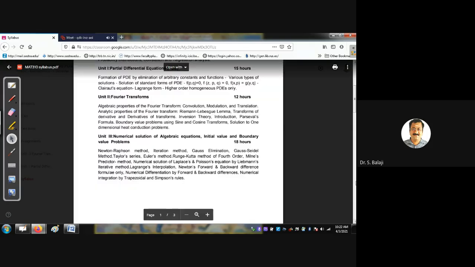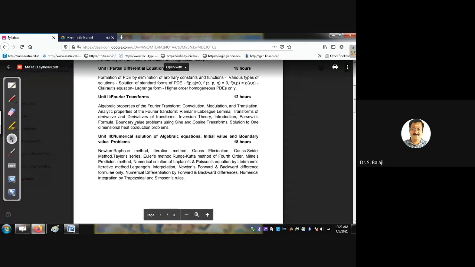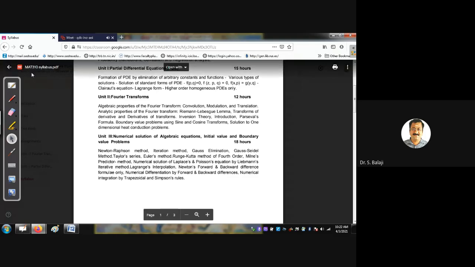Further, for the finite interval 0 comma L, we have the finite Fourier sine transform and finite Fourier cosine transform. Further, you have to use the boundary value problems using sine and cosine transform, and the solution to one-dimensional heat equation problems, heat conduction problems. These are all application problems that we have to discuss further here.